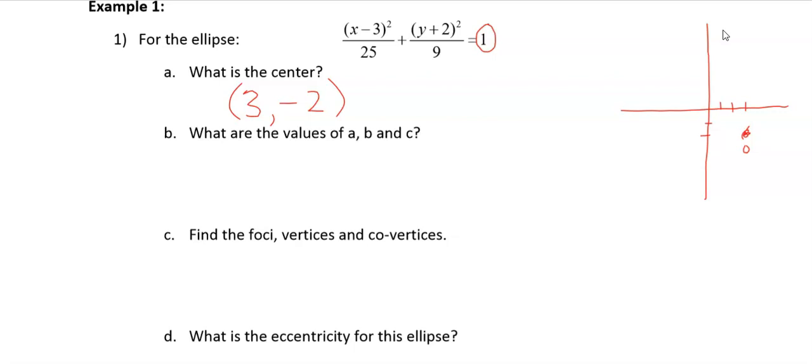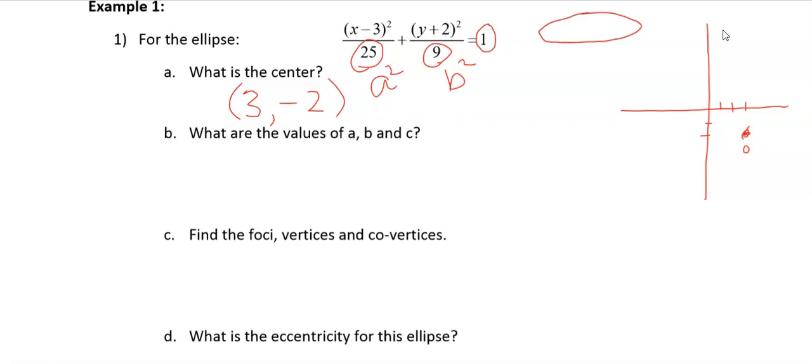What is A, what is B, and what is C? Well, remember that you get your A and your B directly from your equation if it's written in that form. A is always the square of the larger number. So there's my A squared right there. It's 25. Here's my B squared, so that's the smaller of the numbers. And something else I can now tell, because the bigger number is under the x squared, this ellipse is going to be stretched out horizontally. Something like that right there.